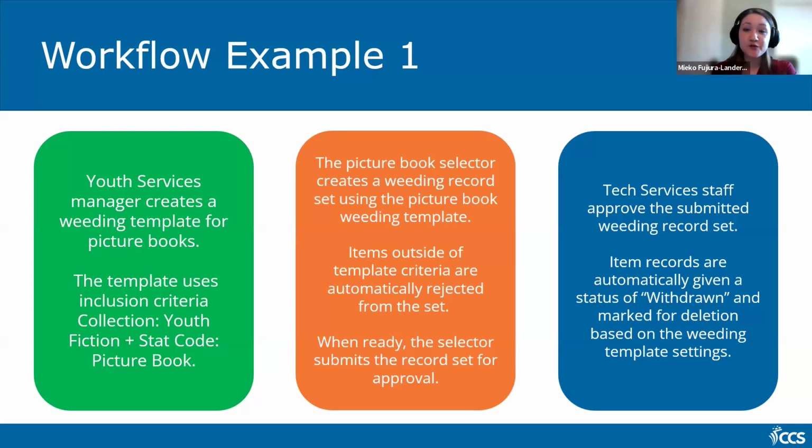Finally, tech services staff use the approval dashboard to check for weeding record sets, and they see this picture book record set. So they review and approve the picture book record set for weeding. Item records are automatically set to the circulation status of withdrawn, and they're automatically marked for deletion based on those weeding template settings. So that's one example of a workflow. This one takes advantage of all components of that weeding template and the record set.